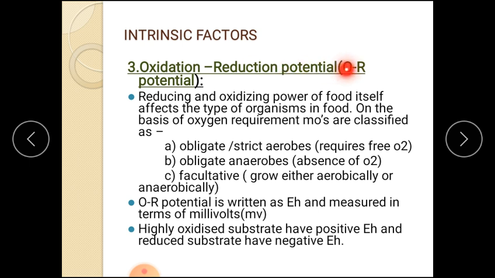Next, this oxidation potential is denoted by the symbol EH, and the oxidation reduction potential of food is determined in millivolts. Remember this point, that it is written as EH and it is measured in terms of millivolts. Now a substrate or a food, if it is highly oxidized, then it will have a positive oxidation reduction potential, and if it is reduced, then it will have a negative oxidation reduction potential.